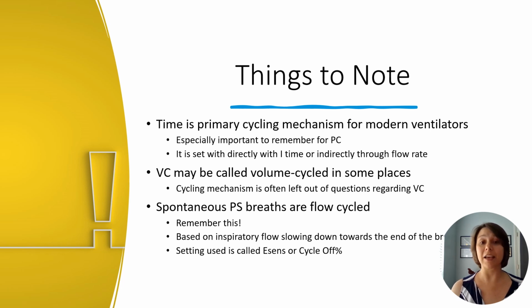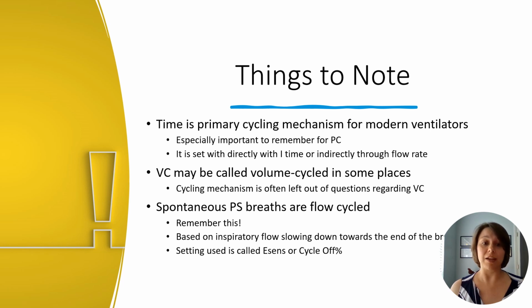So just the things that you need to make note of. Time is the primary cycling mechanism for modern ventilators. This is especially important to remember for pressure control. It is set directly with I-time, or indirectly with flow rate for volume control. But for volume control, it may be called volume cycled in some places. The cycling mechanism for volume control is often left out of questions just because of that sort of ambiguity of it. But spontaneous breaths are flow cycled.